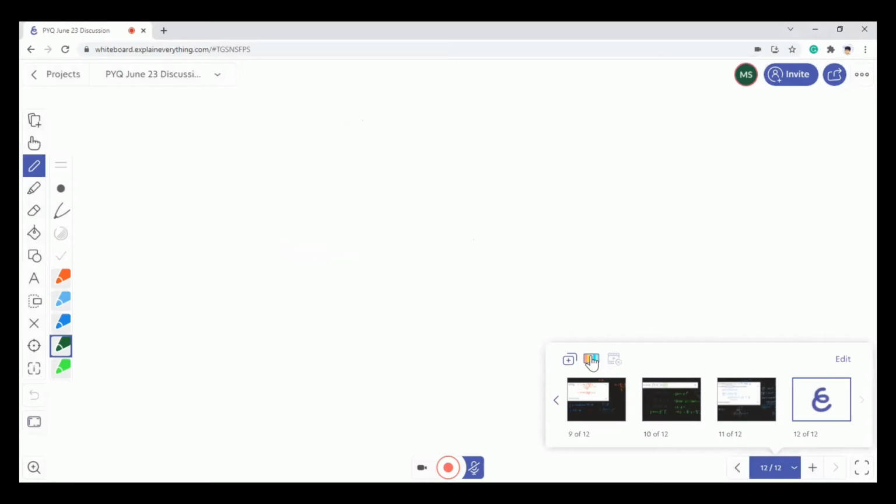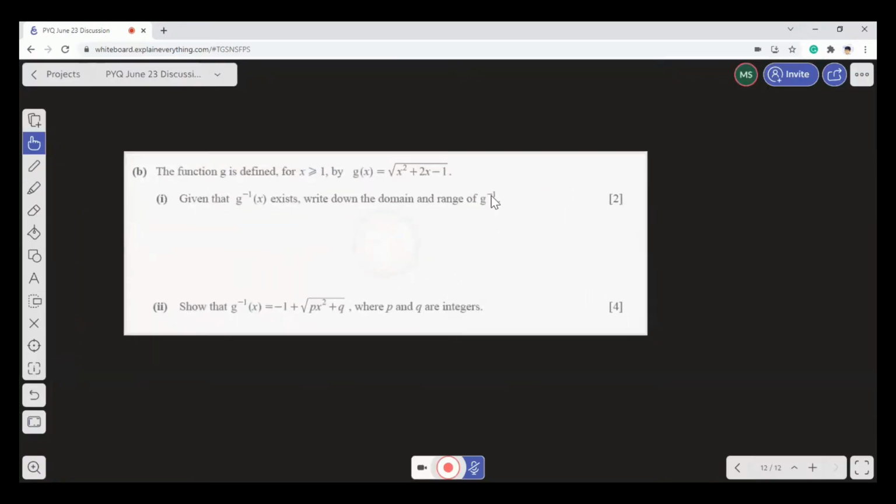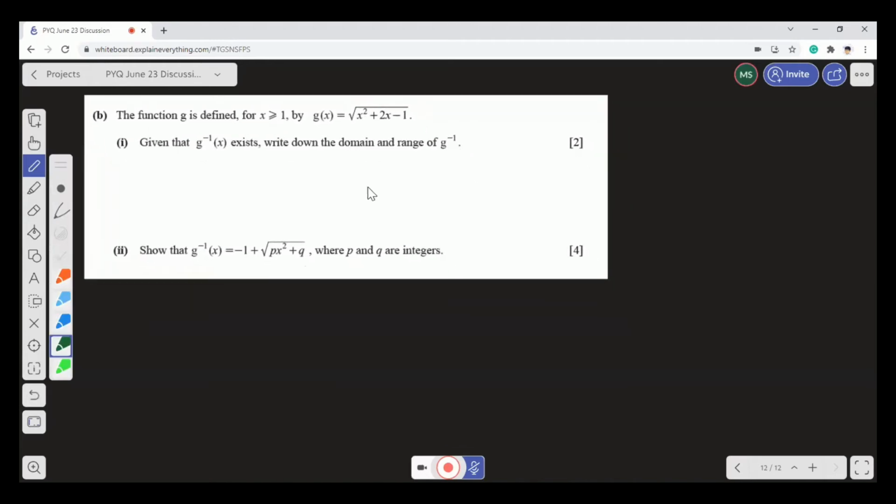Okay. For B, the function g is defined by this, x more than or equal to 1, and this is it. If g inverse exists, write down the domain and range for g inverse. So if I say my domain has to be x more than or equal to 1, right? For gx. Okay, we talk about gx first. What is the range? What will be the range? So I substitute x equal to 1 inside to see.